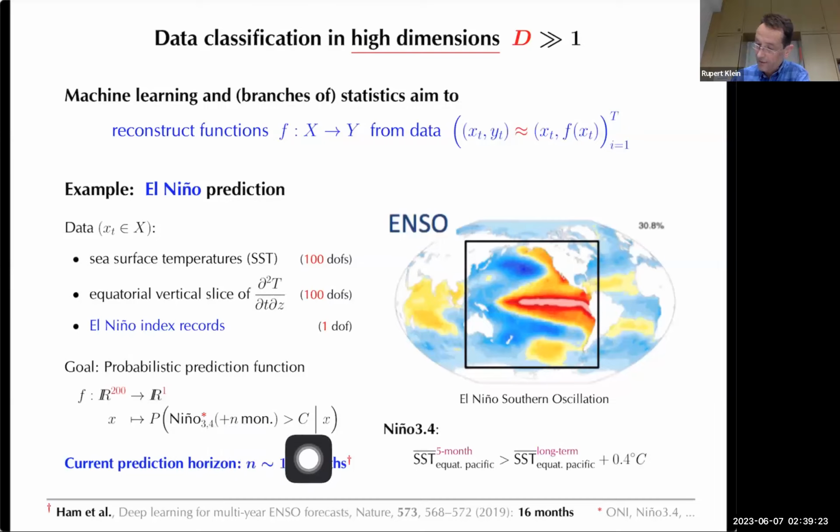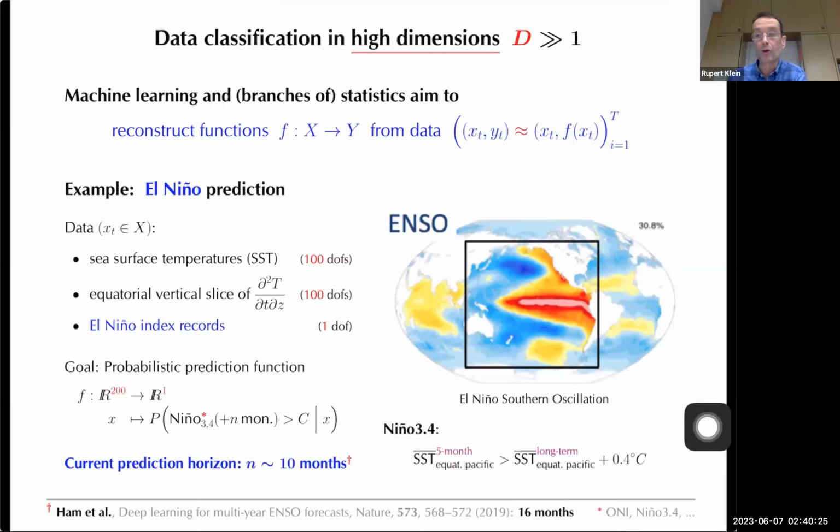The Niño 3.4 index is the following. When the sea surface temperature averaged over this Pacific region over 5 months exceeds the long-term mean temperature in the same region by more than 0.4 degrees Celsius, then you say it's an El Niño. If this mean temperature is colder than the mean minus 0.4 Celsius, it's a La Niña event. And everything in between, closer than 0.4 degrees to the long-term average, you have none of the two. And so you want to learn a function that predicts the probability of getting a Niño index that's more than 0.4 degrees away from the mean.